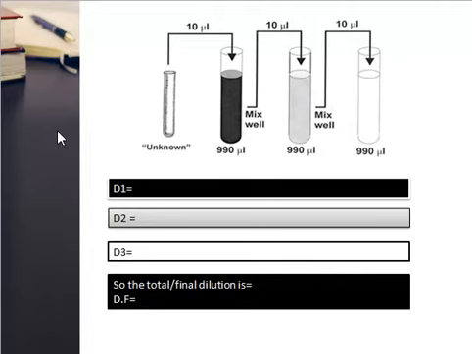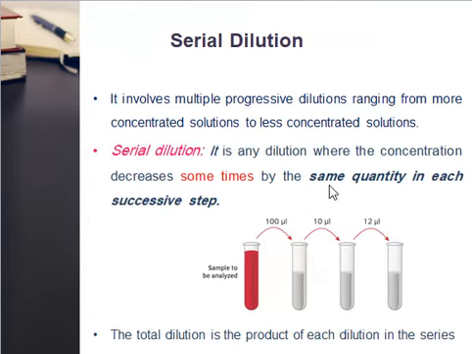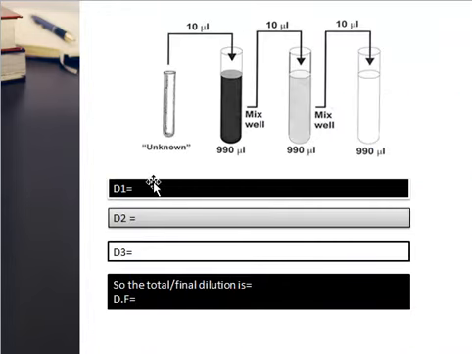This is the sentence that was mentioned in slide 9. Here we said sometimes the concentration decreases by the same quantity in each successive step, simply by applying the formula of dilution. Here, the dilution of tube 1 will be calculated as follows: 10 over 1000, which equals 1 over 100.